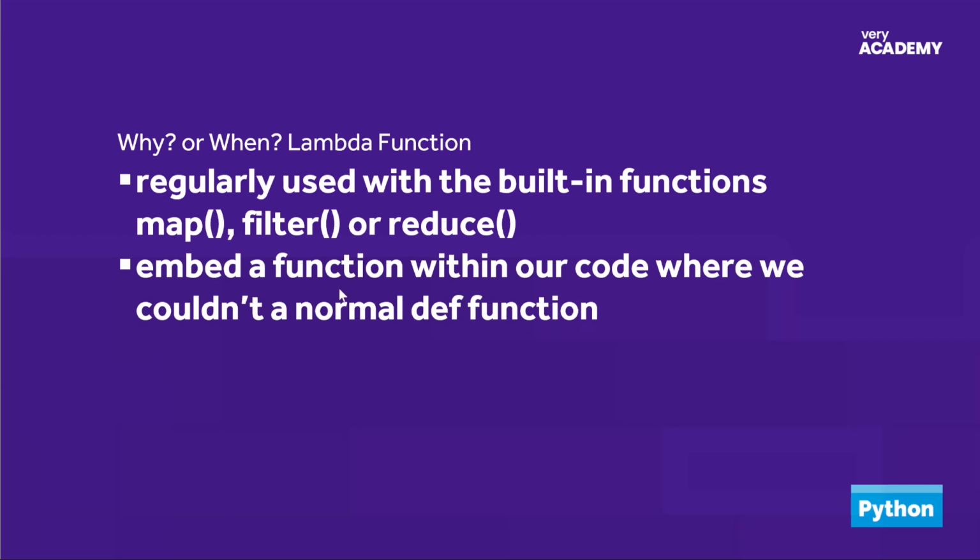So let's go through some examples using the built-in functions map, filter, and reduce, where you may regularly see Lambda functions being utilized. Then we'll look at an example where we embed a Lambda function within our code where we couldn't normally use a function. That allows you to think about how to utilize a Lambda function within your application, at least initially. As we go through this Python series, we'll look at introducing Lambda in different situations and at the benefits and drawbacks of doing so.